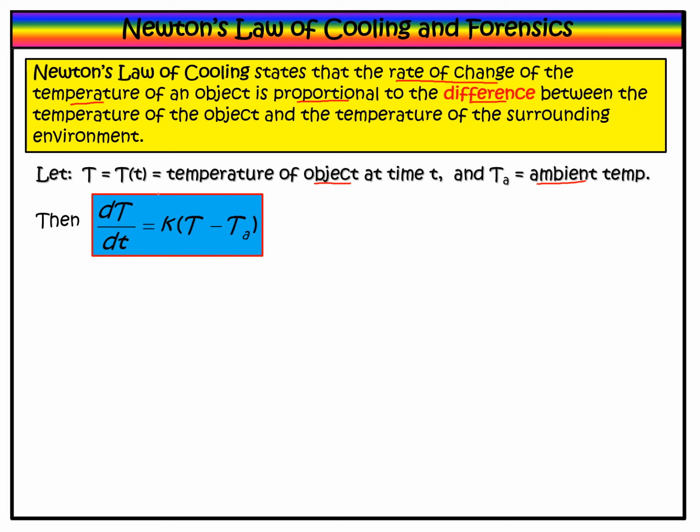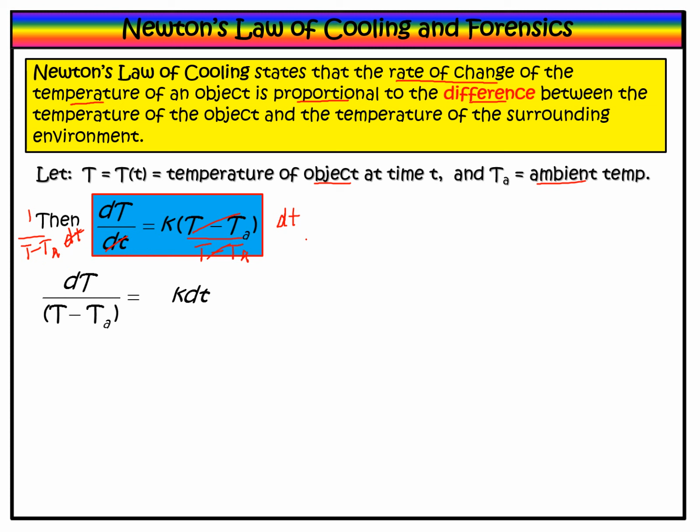Well, we can solve this because this is a separable differential equation. So what we want to do is multiply both sides by dt, on the left and on the right. And then we can divide both sides by T minus T sub A, so we actually get a 1 over T minus T sub A. If we do that, then the dt's cancel, and we are left with dT over T minus T sub A, and on the right, k times little dt.